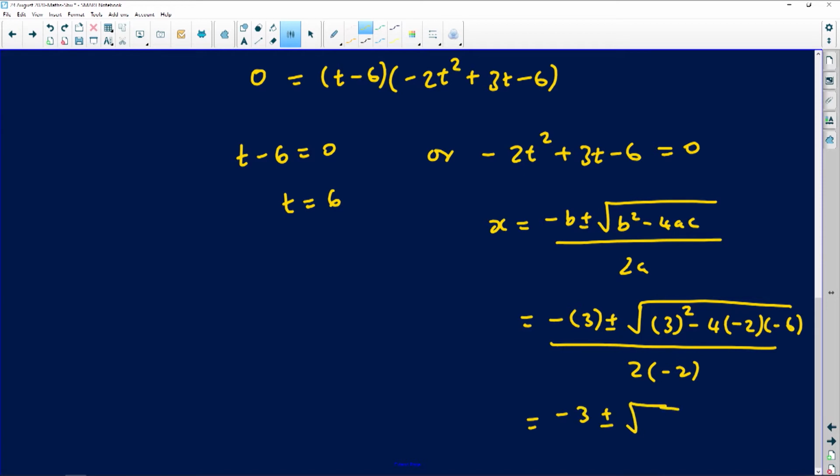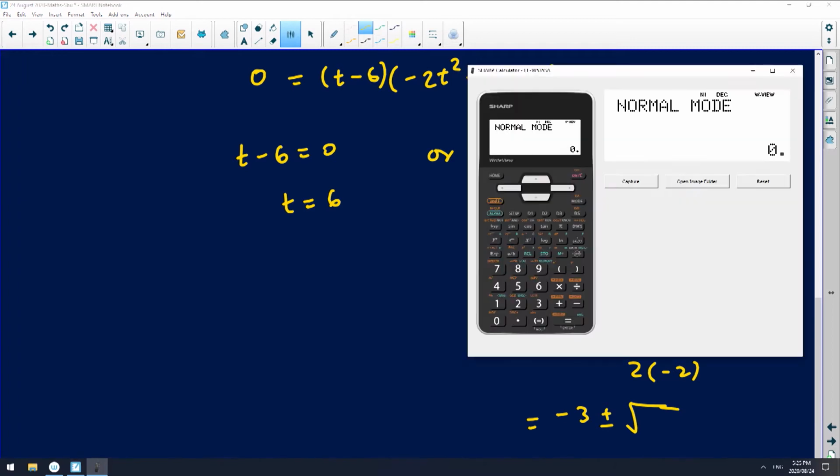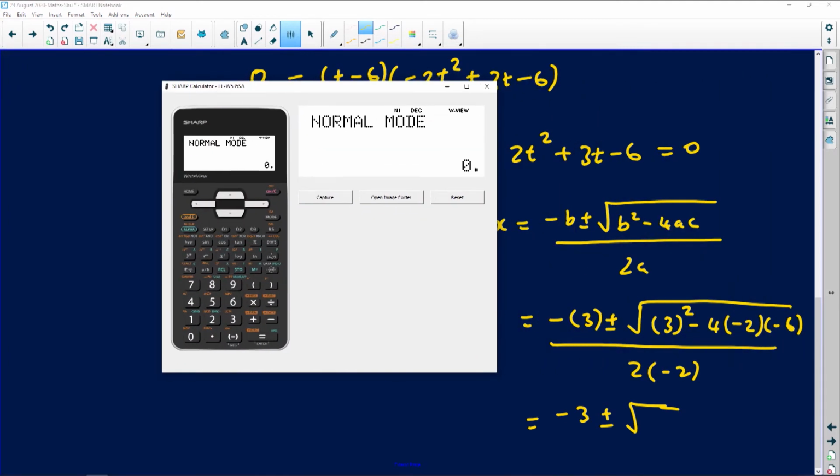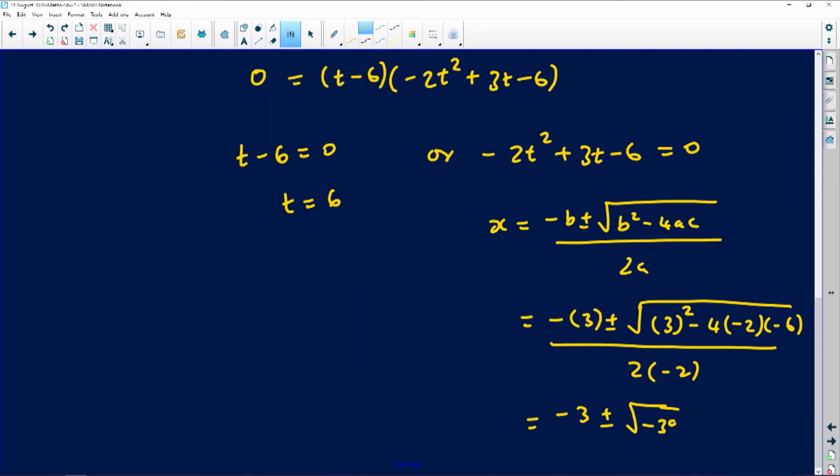Let's find the number of that. That's actually 9. So I see 3 squared, which is obviously 9, minus 4 times 2 times 6, which is going to be a big number. Remember, negative times positive times another negative is eventually going to become a negative. That's why I only have that one minus. We're getting negative 39.